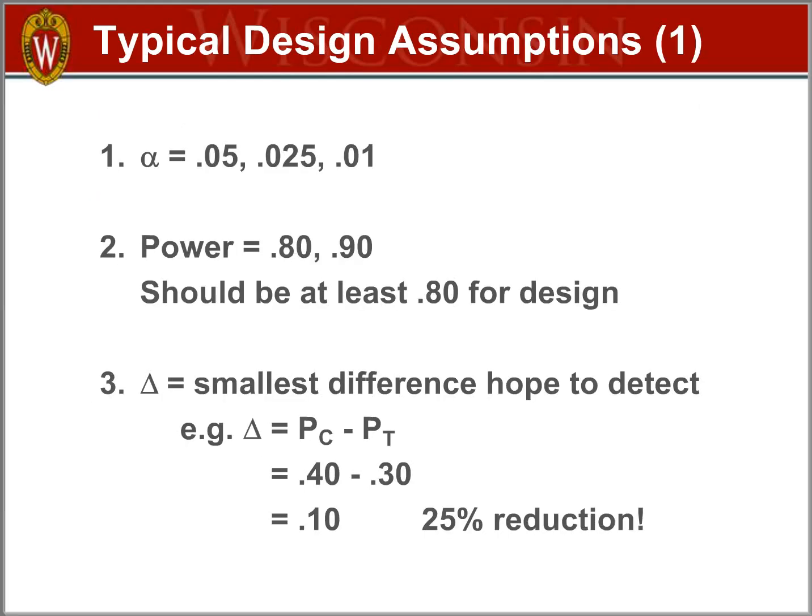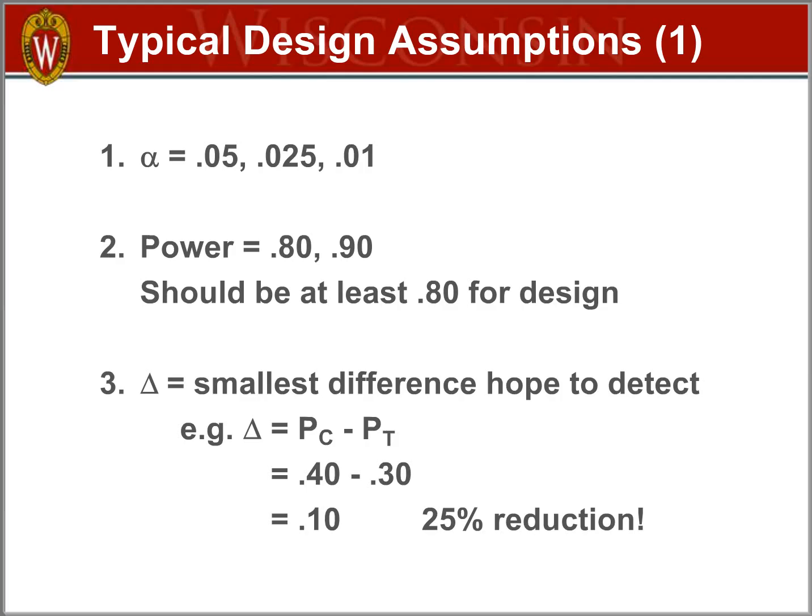So I've listed here some of the typical design assumptions in sample size calculation. 5% is the most common. It's the one you read about in most of the literature. If you want to have a more demanding criteria and take less of a chance of a false positive, then alternatives are 0.025 or even 0.01.